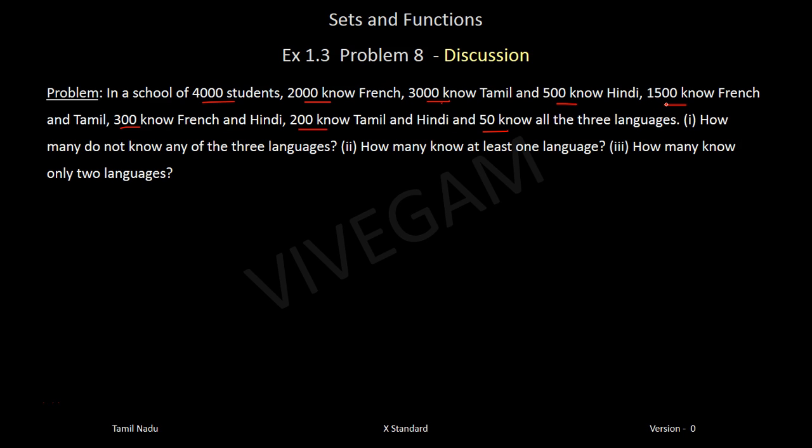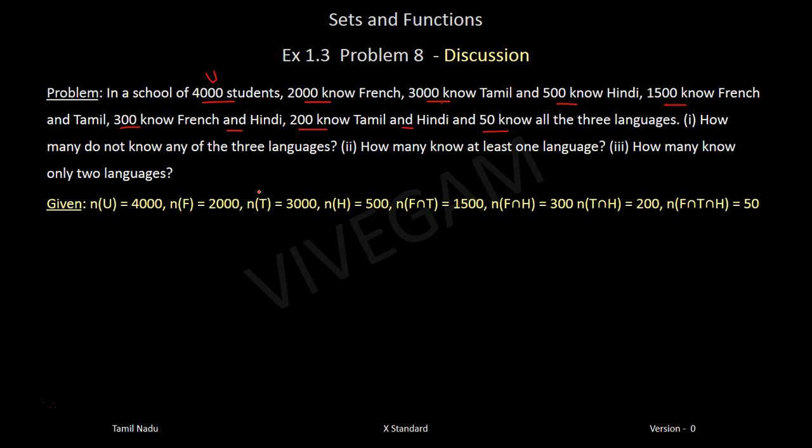So 1500 know French and Tamil, so N of F intersection T, and this means intersection, right? I hope you remember that. 300 know French and Hindi, so N of F intersection H is 300. 200 know Tamil and Hindi, so N of T intersection H is 200, and 50 know all three, that is N of F intersection T intersection H. And N of U is all the students, so N of U equals 4,000. So this is the given information.